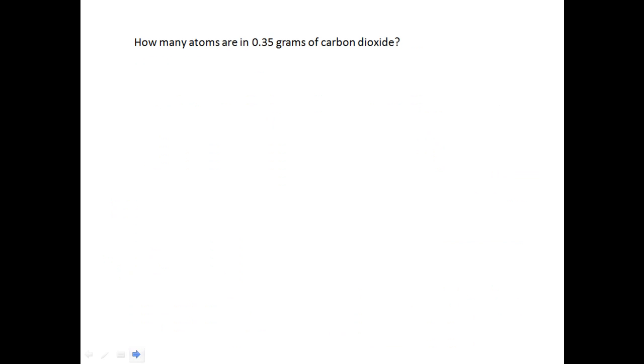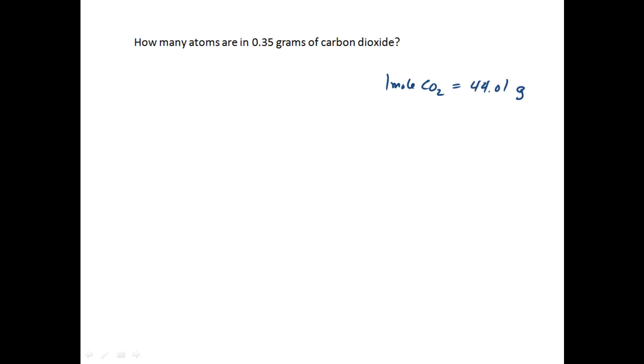This one's a little trickier. It says how many atoms are in 0.35 grams of carbon dioxide? Well, we're going to do the same thing. We know that 1 mole of carbon dioxide weighs exactly 44.01 grams to 4 significant figures.